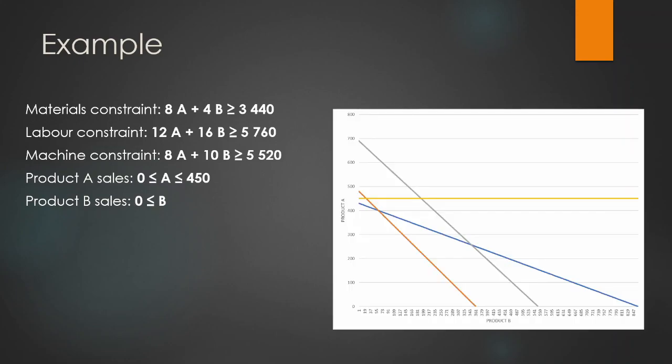The yellow line now represents the maximum sales for product A. The X and Y axes represent the minimum sales for products A and B. Based on all these constraints, we can identify our feasible production area, and we can see that it is mainly influenced by the materials and labor constraints.